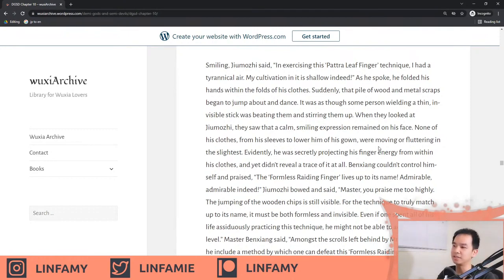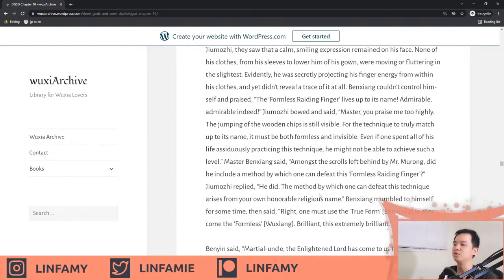Evidently, he was secretly projecting his finger energy from within his clothes, and yet didn't reveal a trace of it at all. Bunxiang couldn't control himself and praised, "The formless raiding finger lives up to its name. Admirable! Admirable indeed." Jiumozu bowed and said, "Master, you praise me too highly. The jumping of the wooden chips is still visible. For the technique to truly match up to its name, it must be both formless and invisible. Even if one spent all of his life assiduously practicing this technique, he might not be able to achieve such a level."